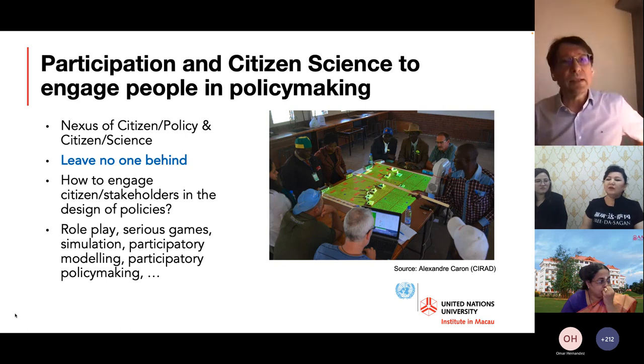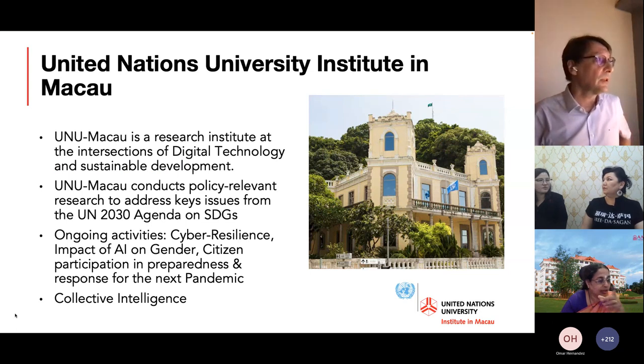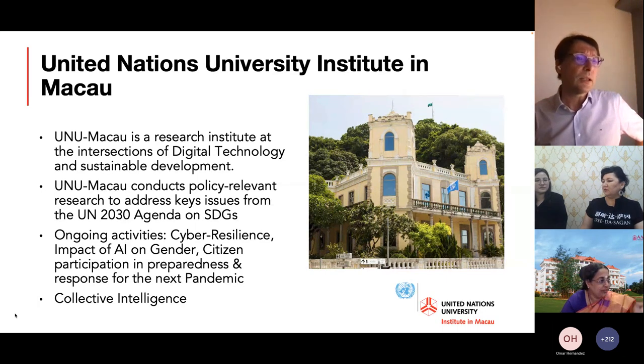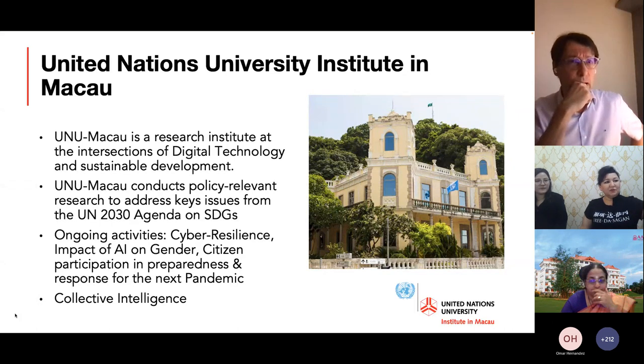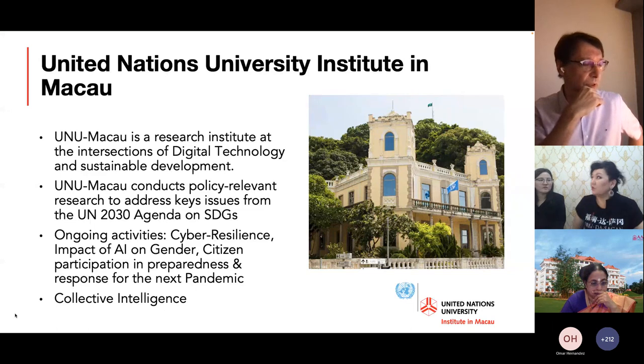So our institute is located in Macau, and we are a research institute at the intersection between digital technology and sustainable development. We are conducting policy relevant research to address these issues. And in all our ongoing activities, we are trying to implement the two previous ideas I mentioned: using the tools and frameworks of complex systems and having a more participatory approach to engage citizens.